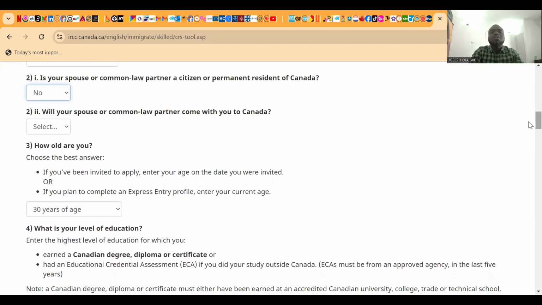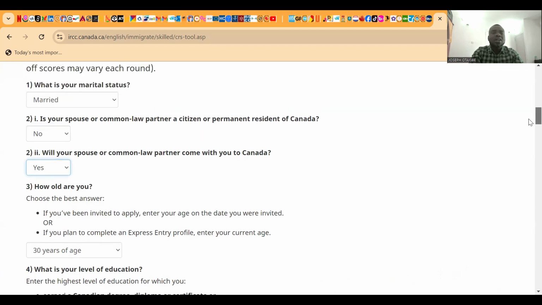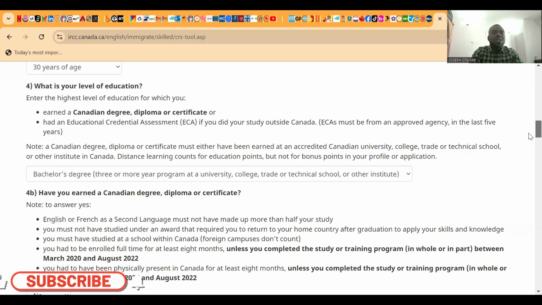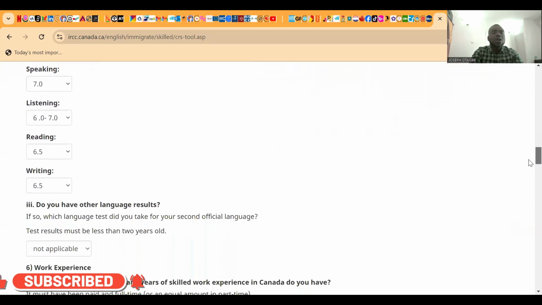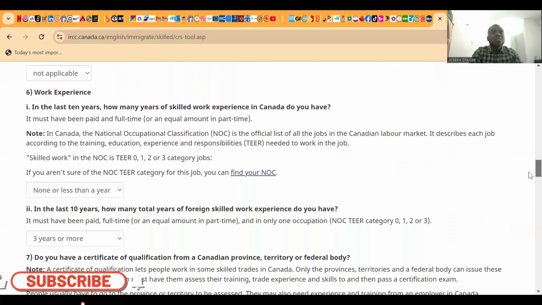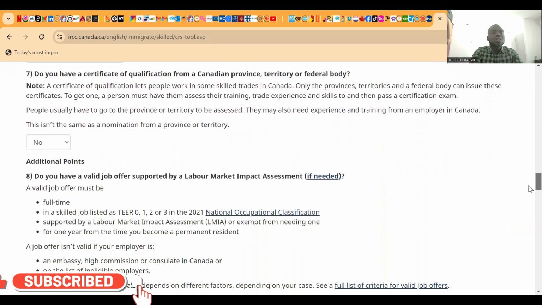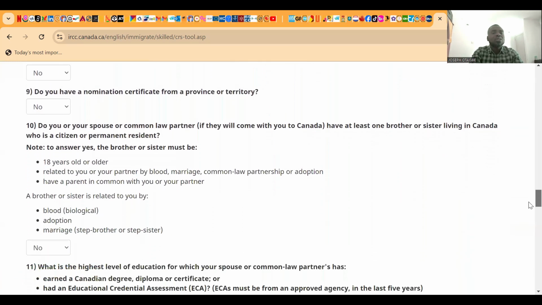Okay. Now, will your spouse or common law partner come with you to Canada? Of course, let's say both of you want to go together. Then, how old are you? Your years are there. They look at bachelor's degree. Then there will be questions for your spouse as well, not applicable. Now, in Canada, none or less. So, additional points, do you have a nomination certificate? There is none. The spouse, no.